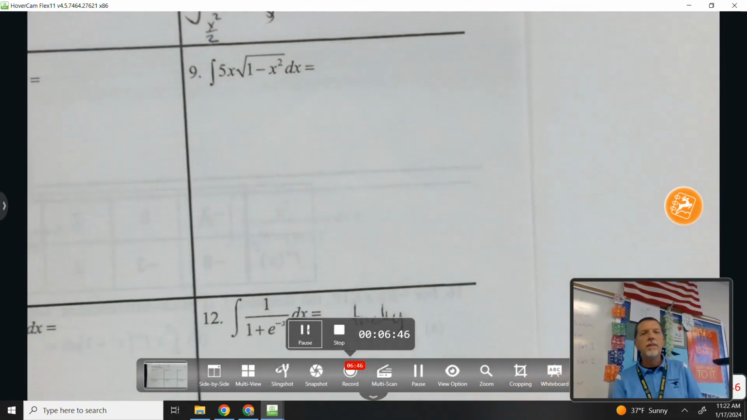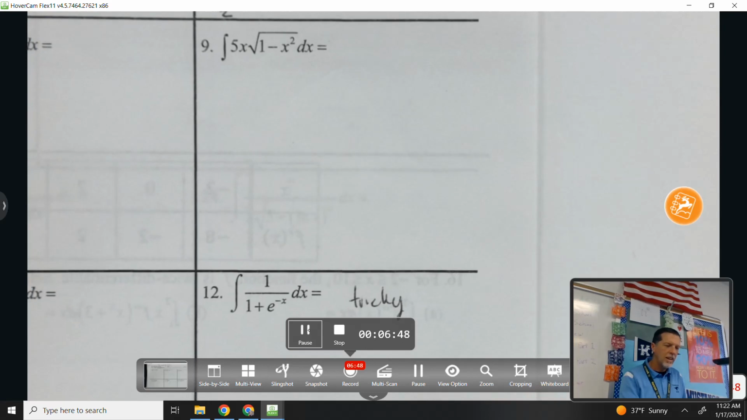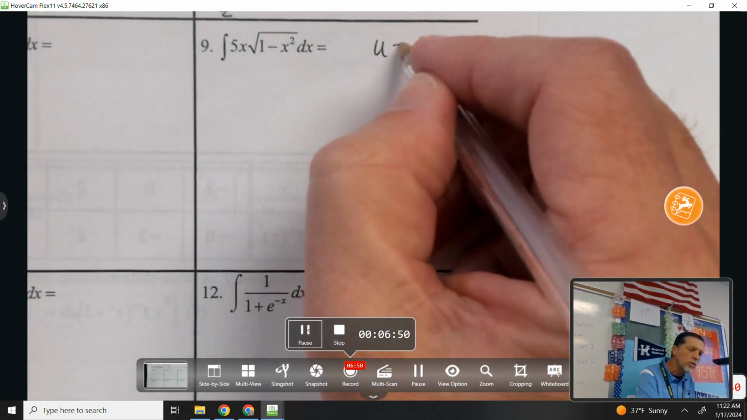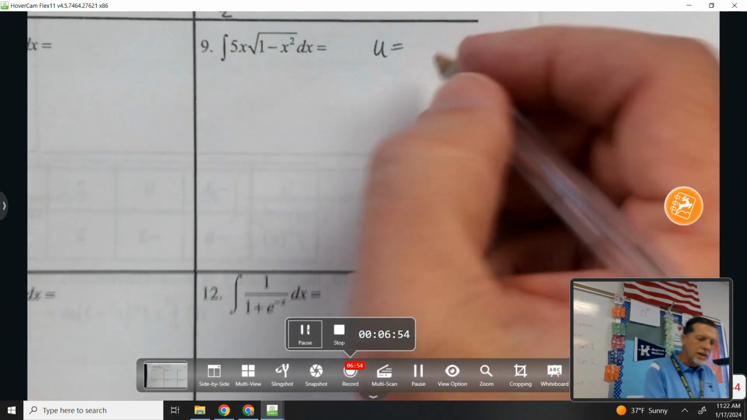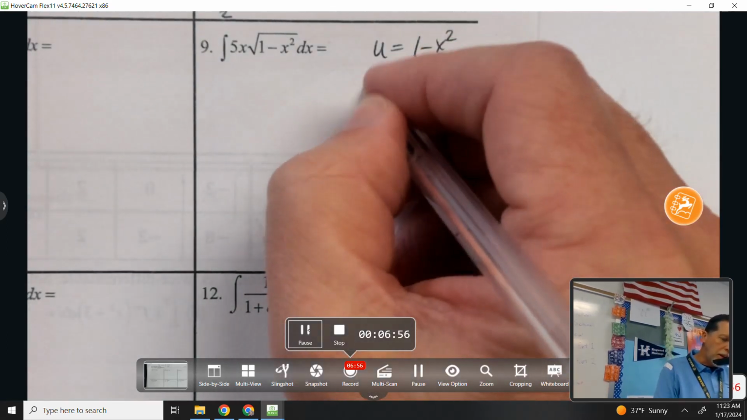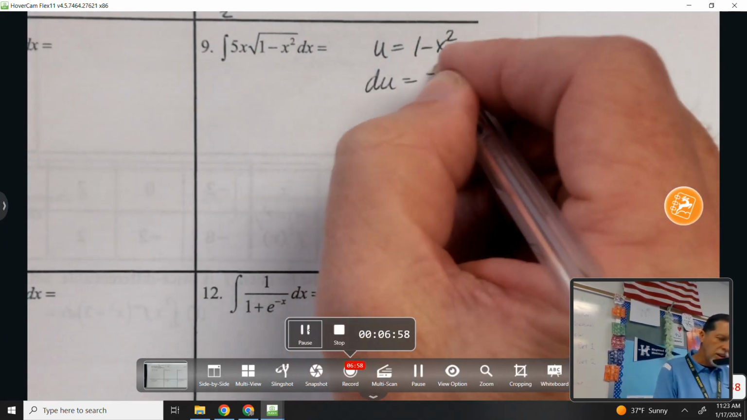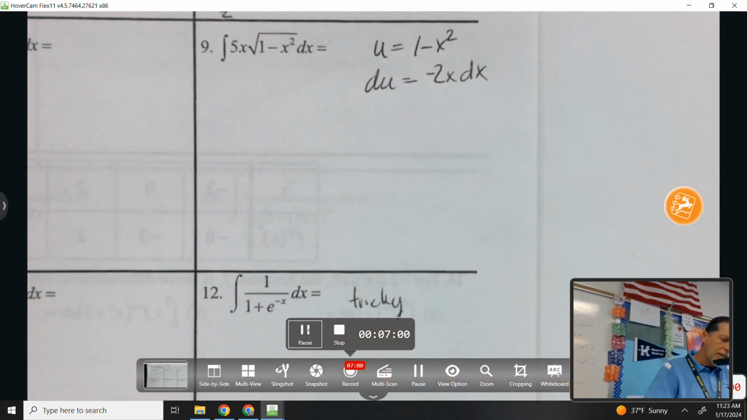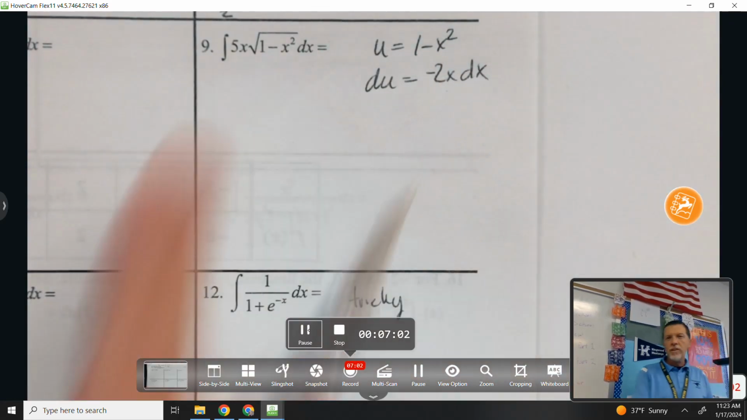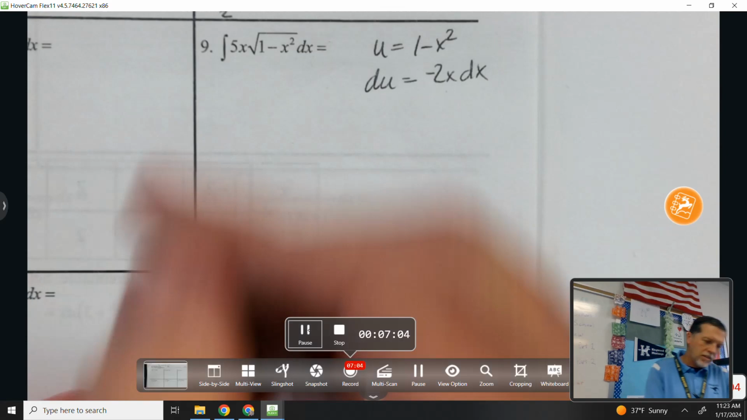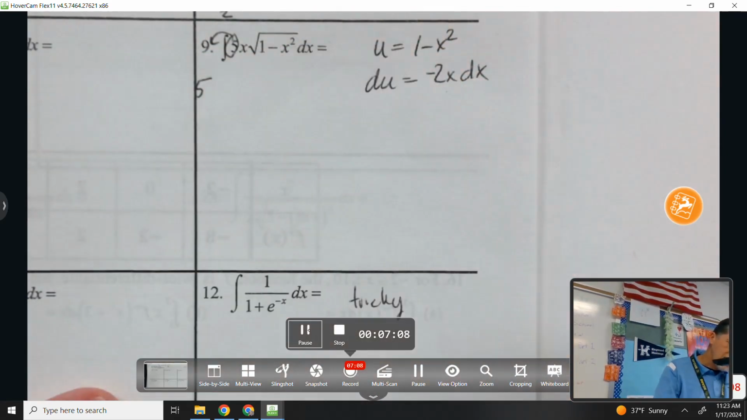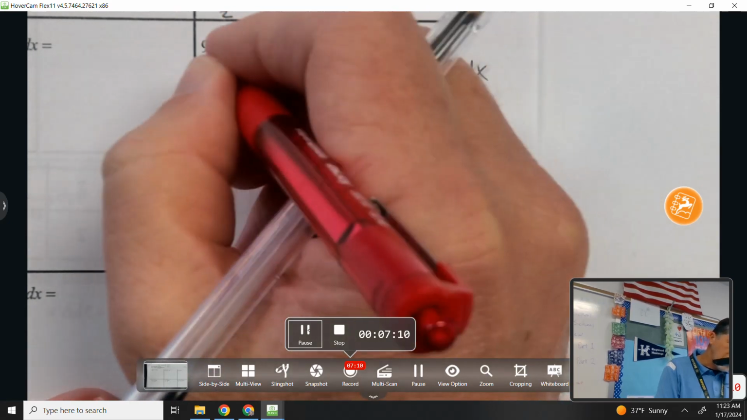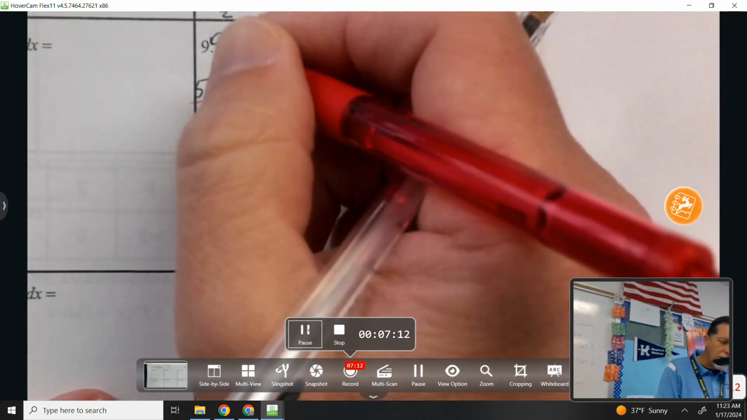All right, number 9. Any thoughts on what u should be that would simplify things? 1 minus x squared. Because, peeking ahead, that means du is negative 2x dx, which we sort of have. So, put the 5 out front. Put a negative 2 on there and a negative 1/2 out front.